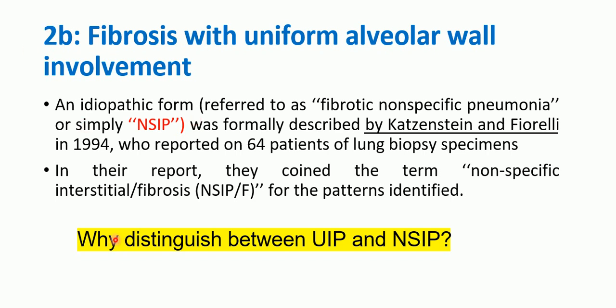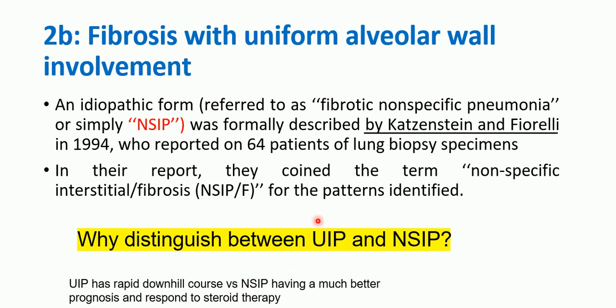So why go to such pains and distinguish between UIP and NSIP? Let it be a single entity. No, that cannot be done, because UIP has a rapid downhill course while NSIP has a much better prognosis and responds to steroid therapy, while UIP does not respond so well to immunosuppressive therapy. So the need arises for a pathologist to arrive at a conclusion: is it favoring UIP or NSIP?